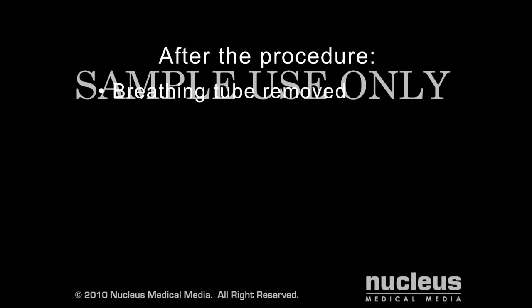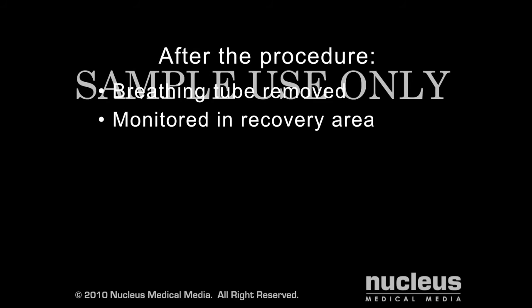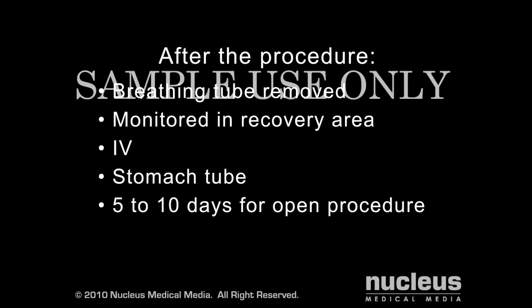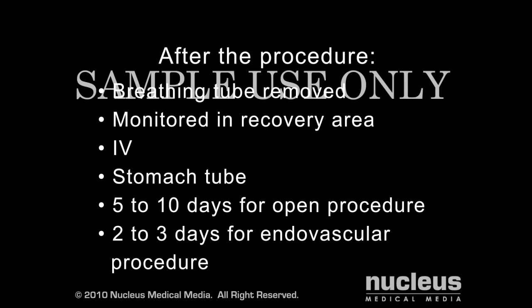After your procedure, if you had a breathing tube, it will be removed, and you will be taken to the intensive care unit for recovery. You will receive fluids and nutrition through your IV. You may also have a tube inserted through your nose and into your stomach to remove secretions until your intestines regain normal functioning. The usual hospital stay for an open procedure is 5 to 10 days, while the stay for an endovascular procedure is usually shorter at 2 to 3 days.